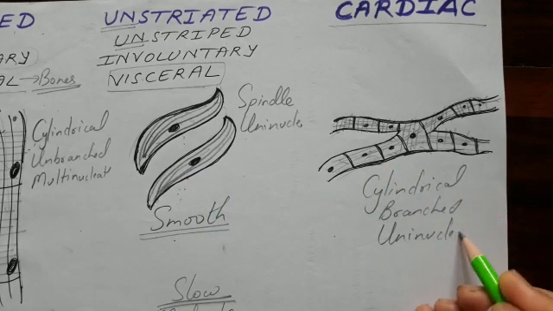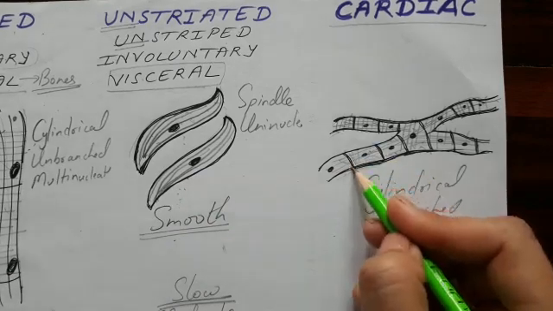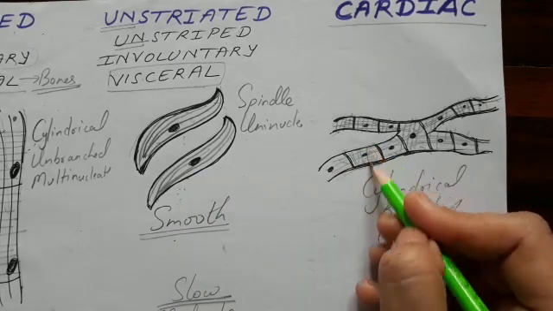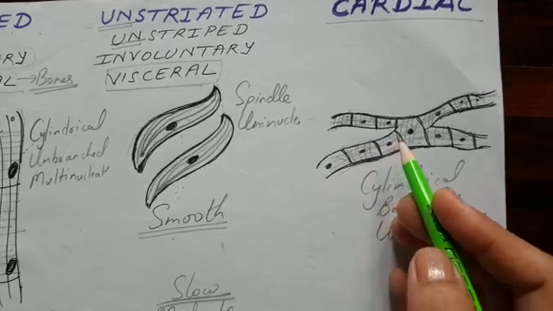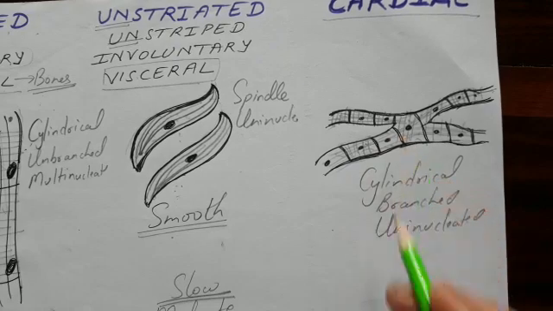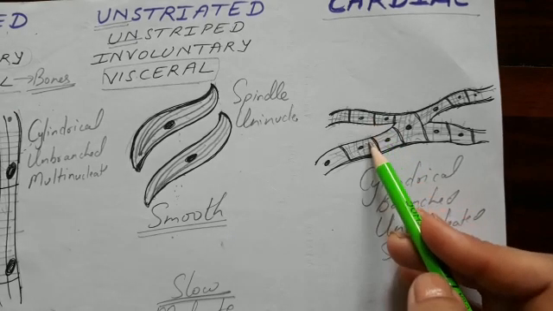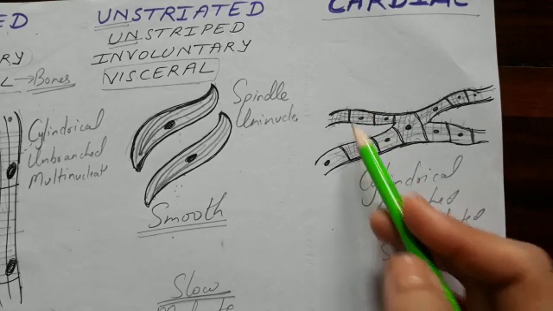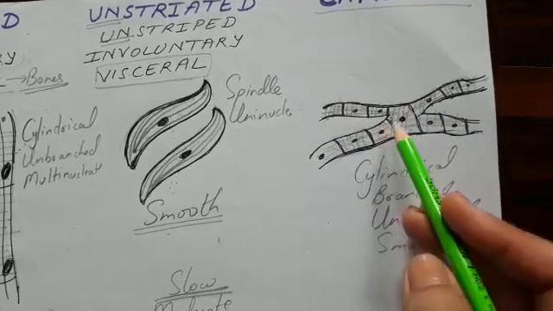Okay, but they are uninucleated like the second one. They have a single nucleus in one muscle cell. So they are uninucleated. Okay, single nucleus they will be having. These are also smooth muscles. They are smooth in nature, and they have intercellular spaces. Intercellular spaces are there and they are richly supplied with blood vessels.